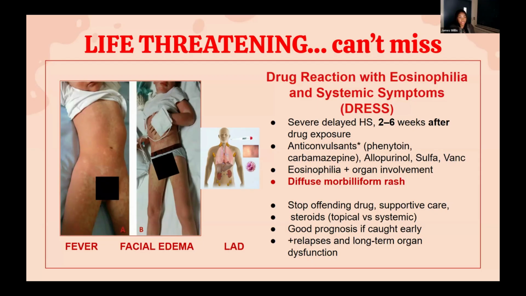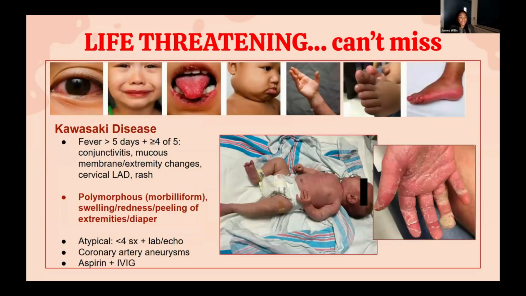Blood work will show eosinophilia and some organ involvement, so you can have myocarditis, pneumonitis, ARDS, nephritis, and then elevations in your liver enzymes. But you essentially have this diffuse morbilliform rash. Again, stop the drug, supportive care, and then steroids. I've seen that when it's not as severe, they may do some topical, but when it's severe with the organ involvement, they can do PO steroids or IV. It has a good prognosis if caught early, but it can relapse and there's long-term organ dysfunction. That's it.